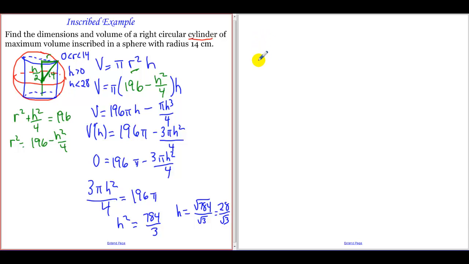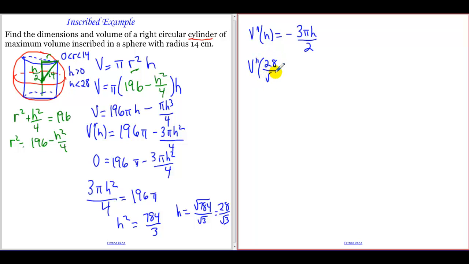So let's find the second derivative and use our second derivative test. So our second derivative ends up being negative 3 pi h over 2. I evaluate that second derivative at my critical point in the first derivative. And I don't really even care what that is. I just need to know whether that's positive or negative. That is going to be less than 0, which means I'm concave down, which means my critical point is a max.